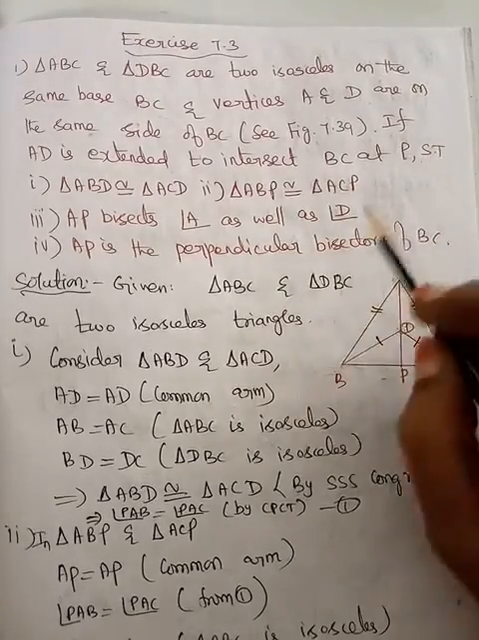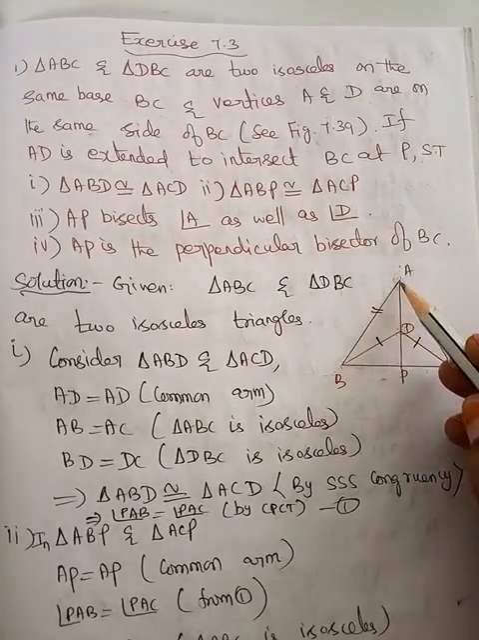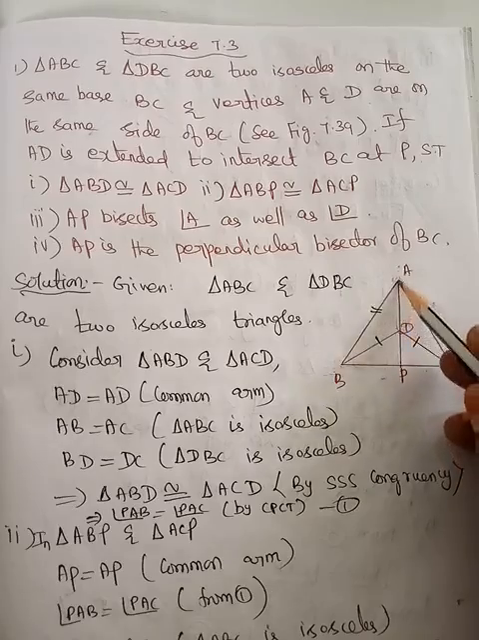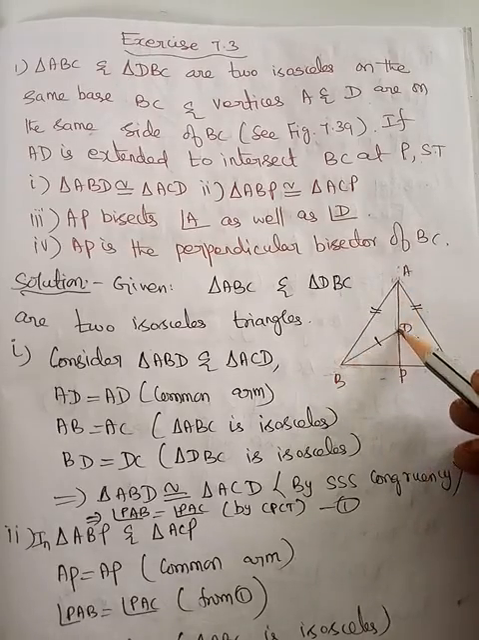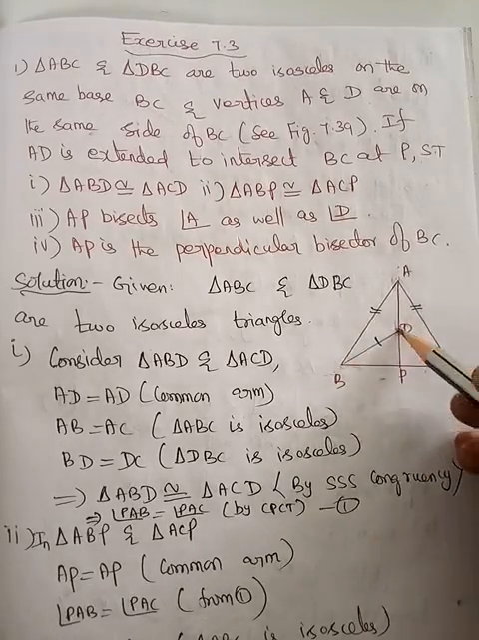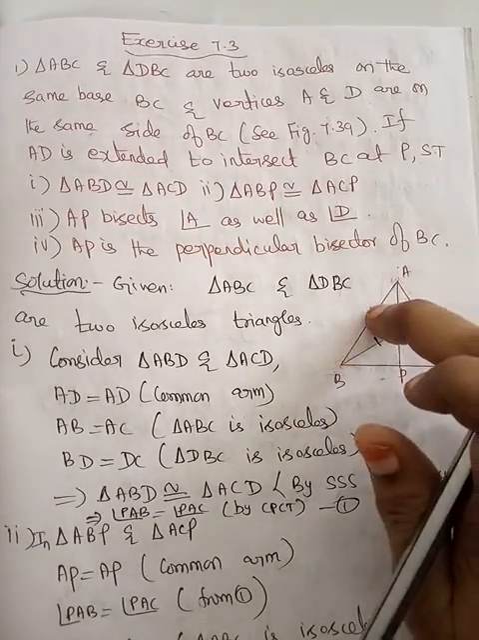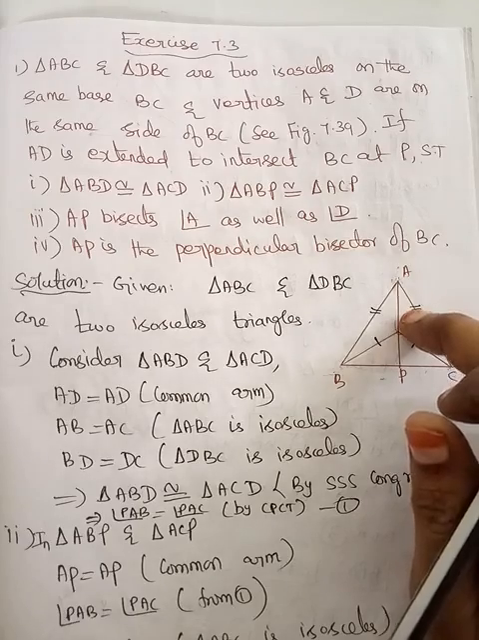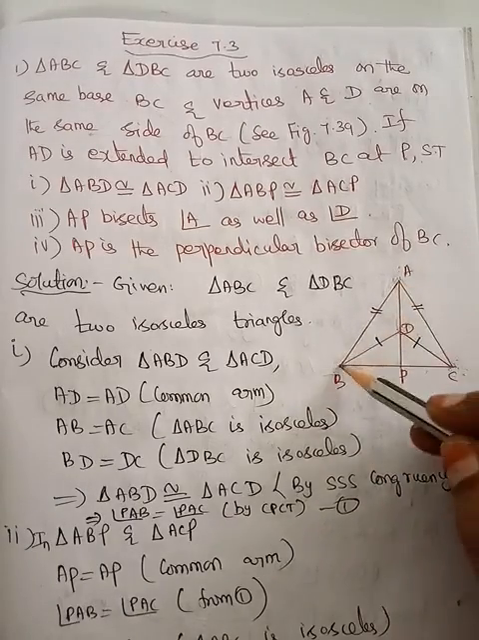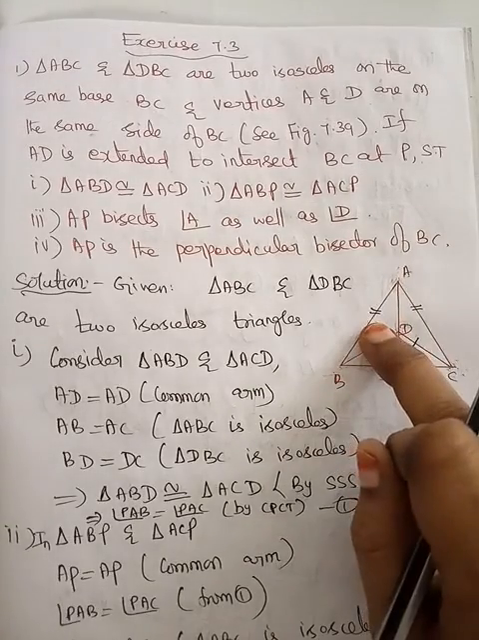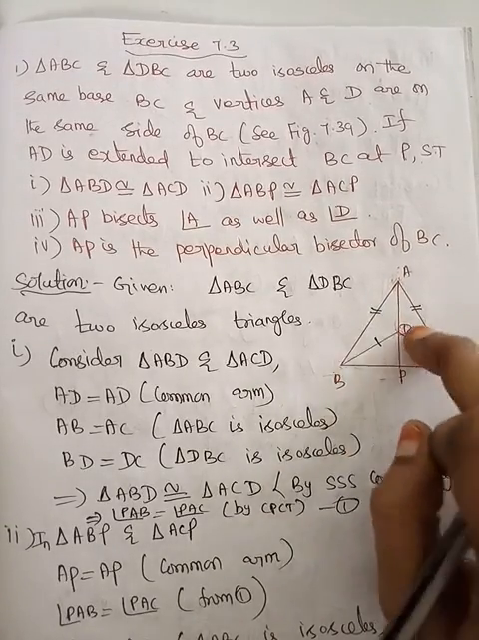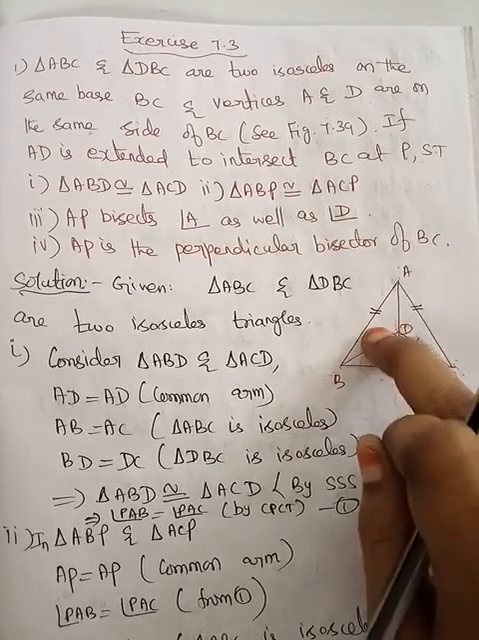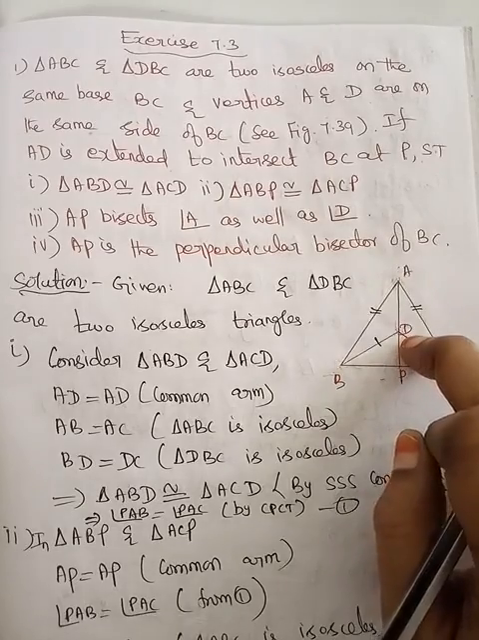Okay. Show that, what to prove? Triangle ABD, this triangle is congruent to ACD. Okay, this is congruent to this one. That is the first subdivision. Second subdivision, ABP, this triangle is congruent to ACP. ACP, that is this triangle. This triangle is congruent to this one.